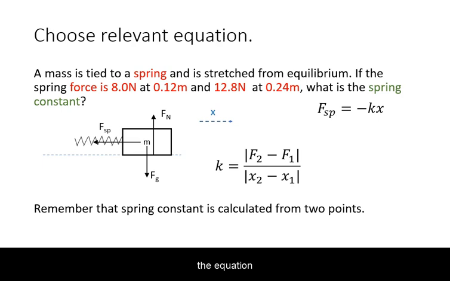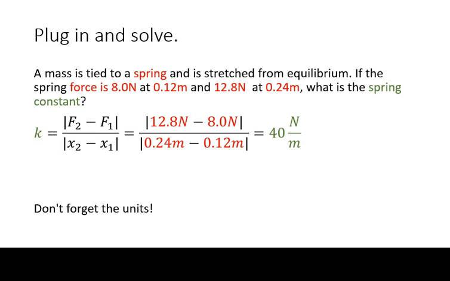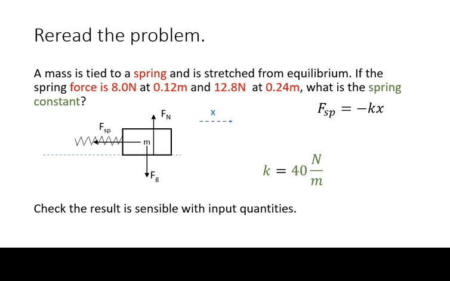Set up the equation for the spring constant. Keep in mind the warning that the spring constant would be calculated by the differences in the forces over the differences in the displacements. Plug in with units, keeping in mind that your spring constant will be a positive number with units of newtons per meter. As always, your final step is to reread the problem and check that the quantities are sensible.